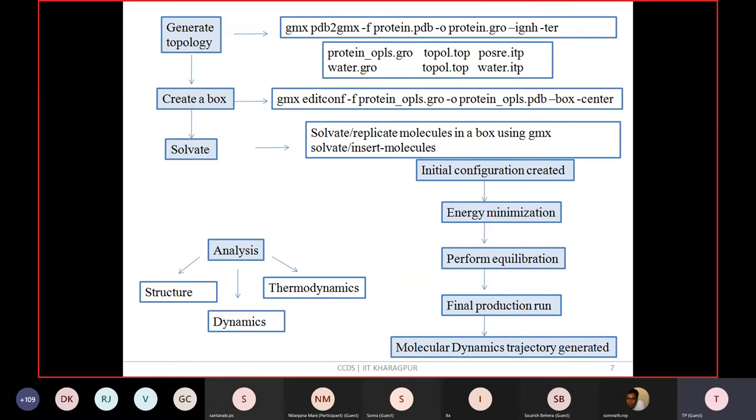But in the case of large systems, like proteins and other biomolecular systems, what is usually done is you have to get the protein PDB, which is downloaded from a protein data bank website. Once you download this file, this PDB file contains all the information. Mainly it is the structure file, an experimentally determined structure file.